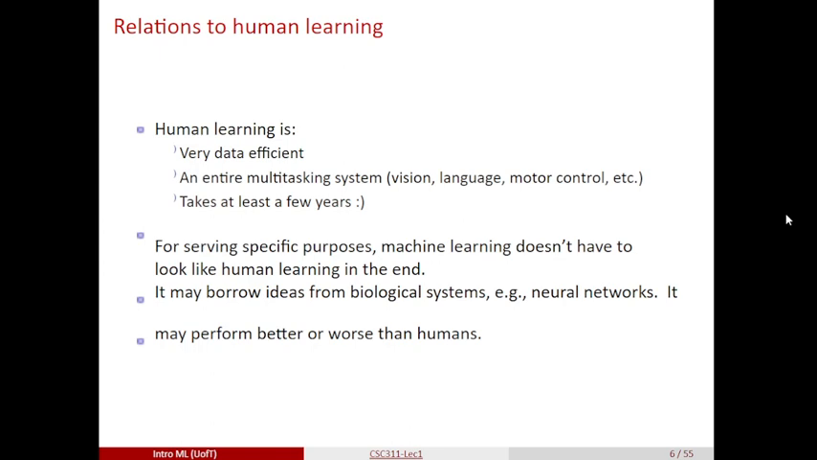tennis. For serving specific purposes, machine learning doesn't have to look like human learning in the end. It may borrow ideas from biological systems, for example, neural networks, and it may perform better or worse than humans. In the case of Tesla, Tesla's neural network is a complicated one, and sometimes it works, sometimes it doesn't. It's supposed to identify objects on the road, basically make your driving experience easier while also driving safe. However, there have been a few tests where the machine learning algorithm isn't perfect.